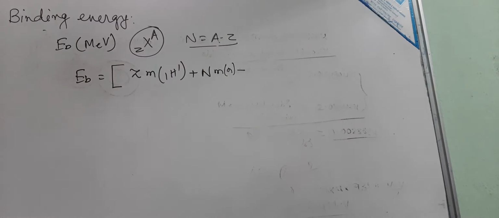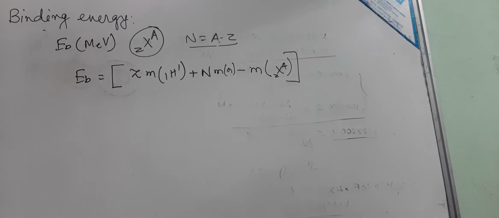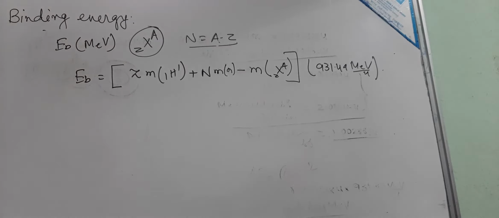So the mass of the nucleus is how much? The mass of the nucleus is M into X Z A. This is the mass defect, and then it is multiplied with 931.49 MeV per unified mass. So that is the mathematical definition to find the binding energy of the nucleus.